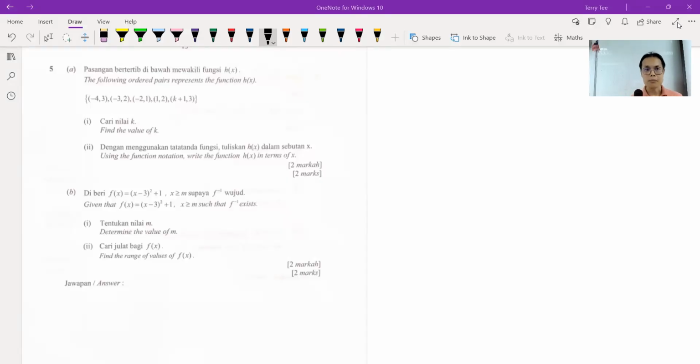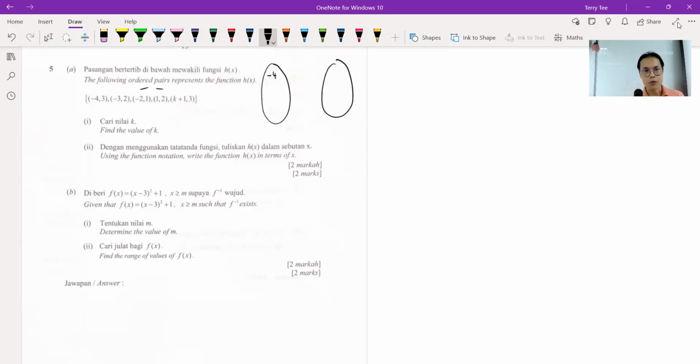Number 5, the ordered pairs below represent the function h(x). Find the value of k. If you have ordered pairs, you realize that it's very hard for us to see the data. You can either map it on an arrow diagram, or you can use a graph. Okay, so let me just map it on an arrow diagram first.